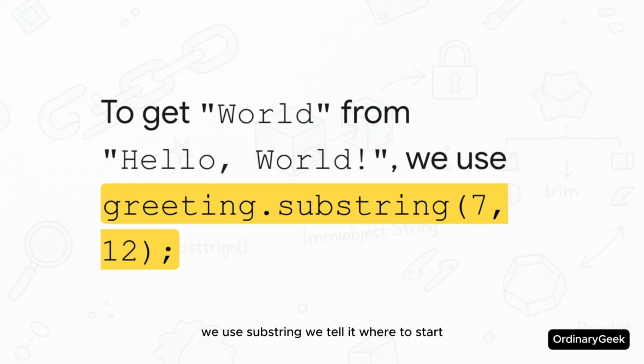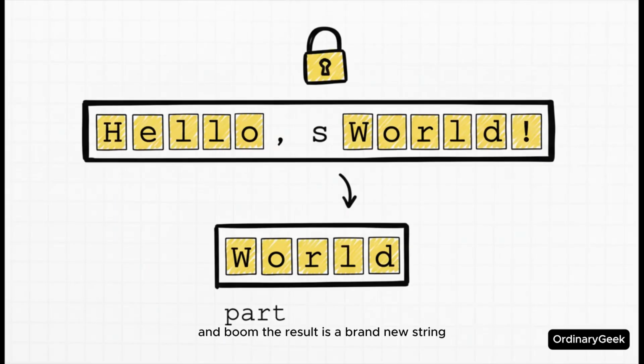We tell it where to start, that's index 7 where the W is, and where to end, which is index 12. And that basically tells Java, hey, give me a new string with everything from position 7 up to, but not including, position 12. And boom, the result is a brand new string part that just has world in it. And of course, following our golden rule, the original hello world is still there exactly as it was.